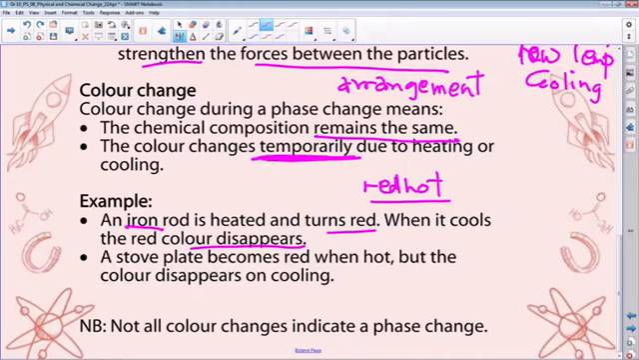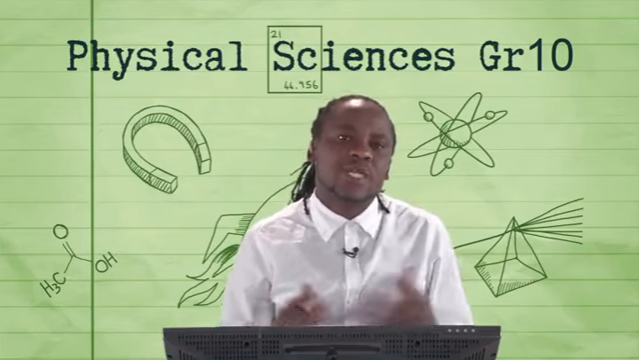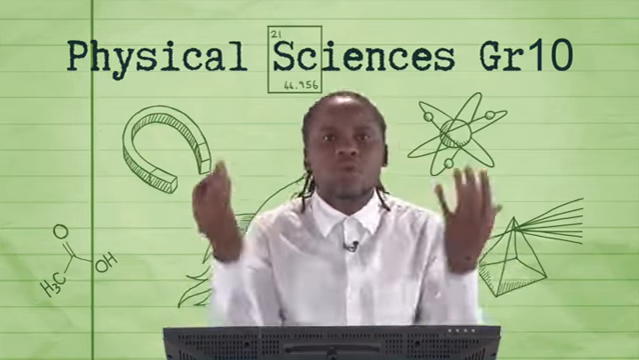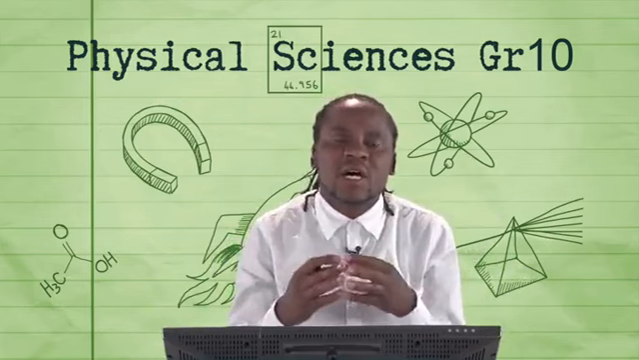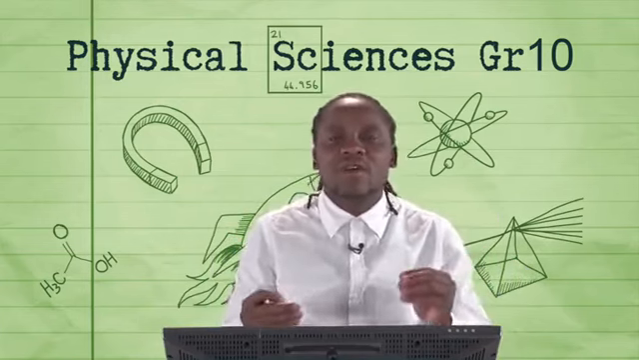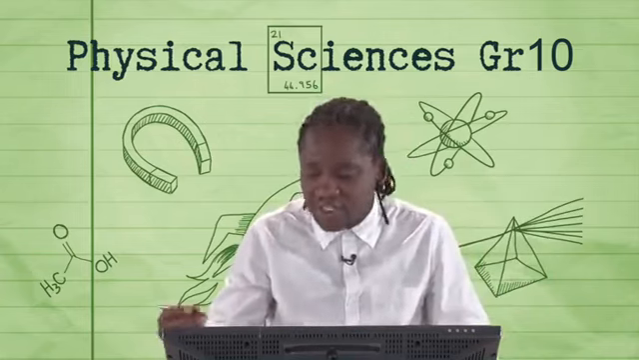A stove hot plate is a physical change. However, we need to note the fact that not all color changes indicate a phase change. There are quite a lot of examples in chemistry that we shall talk about, but we need to guard. Most commonly, we would expect that if there's a color change, it will be a physical change. However, not all color changes represent a physical or a phase change.